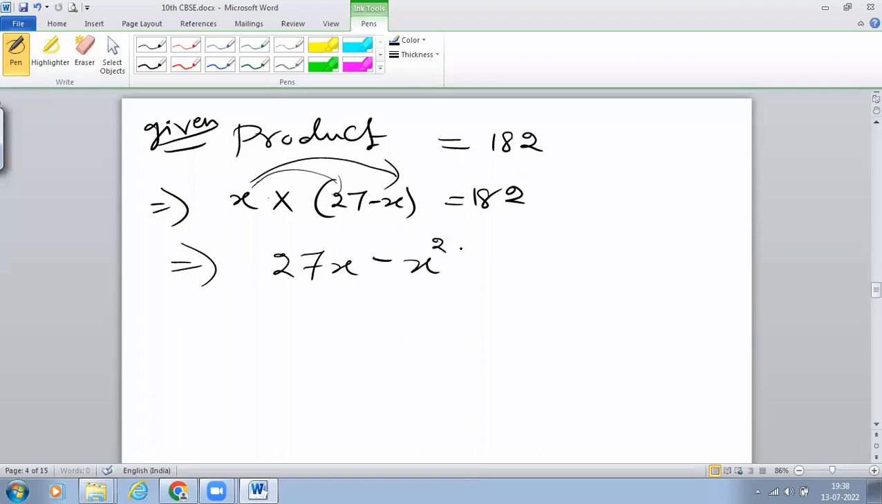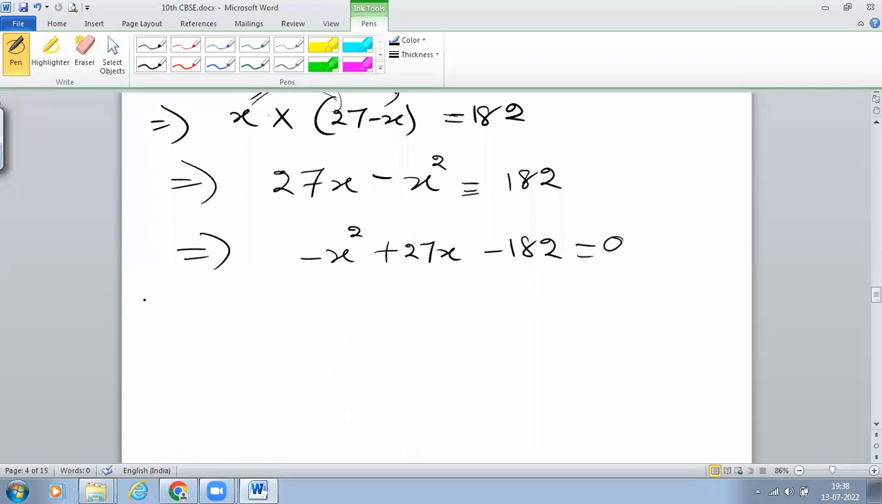x into x is x square, so I'm putting the minus here, which is equal to 182. Now we have to take this plus 182 to the left-hand side and arrange. First we write the x square term, that is minus x square. There is no sign for 27, meaning plus 27x. And this plus 182, when taken to the left-hand side, becomes minus 182, which is equal to 0. So this is the quadratic equation, but it has a negative sign for x square.